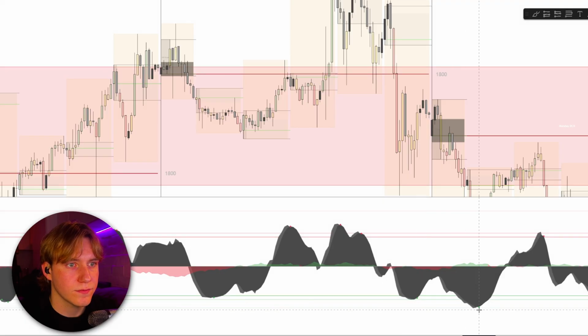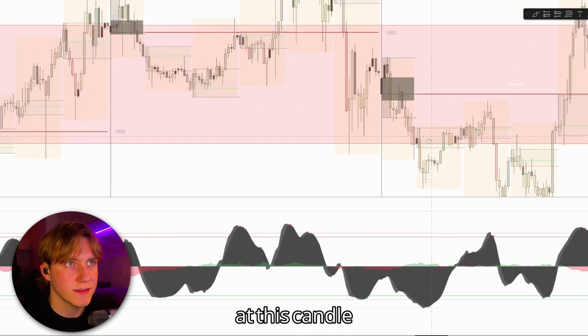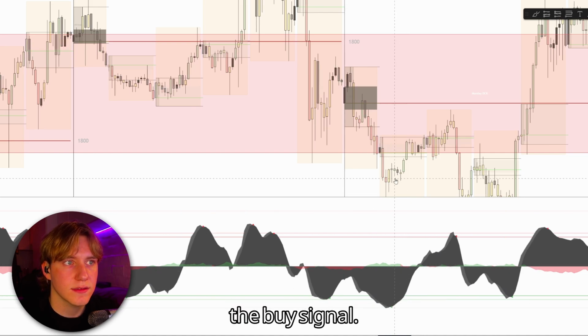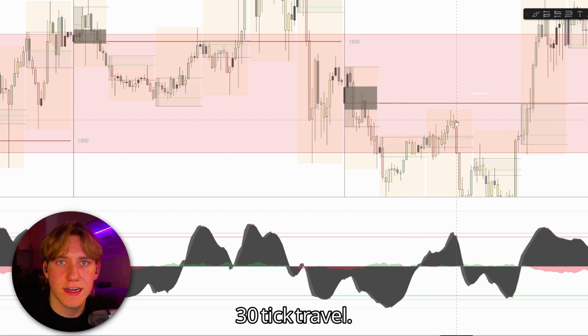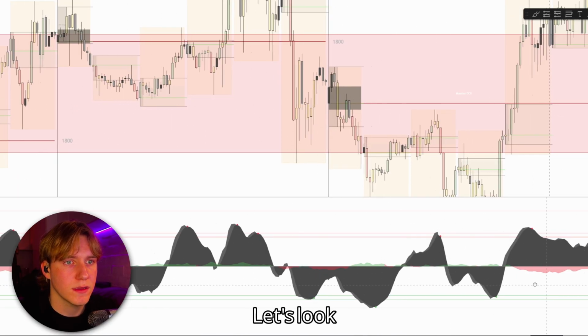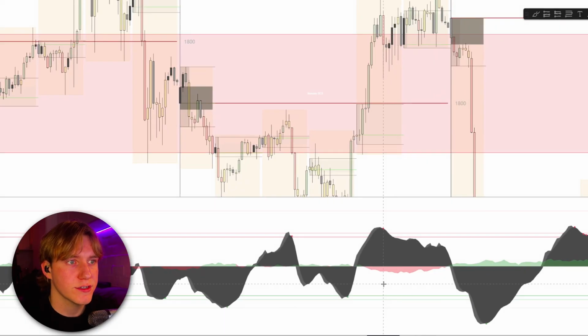combination. So here we see price at this candle giving us a money flow in the green, slightly, but it's there. And then it's giving us the buy signal. We at least get 20 to 30 tick travel. So if you're going to be scalping this on the 1 minute, really, really great. Let's look for another combination.